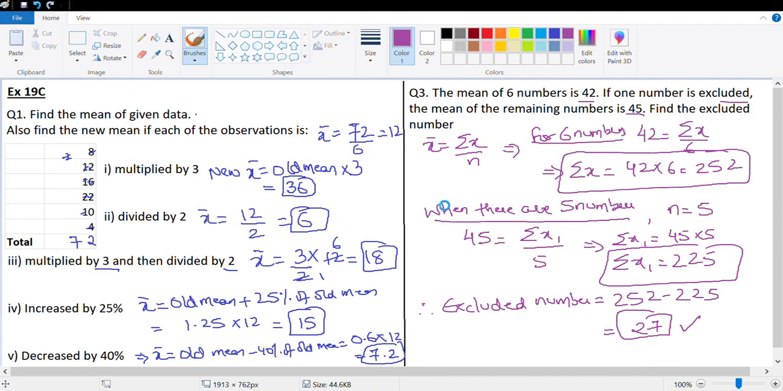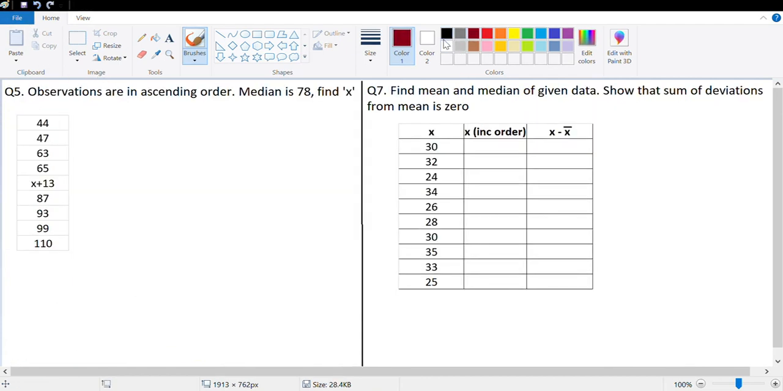The next question that we do is question number 5. It says observations are given in ascending order. Median is 8. Find the value of x. Let's figure out how many numbers are there. 1, 2, 3, 4, 5, 6, 7, 8, 9. So n is equal to 9, which is odd.